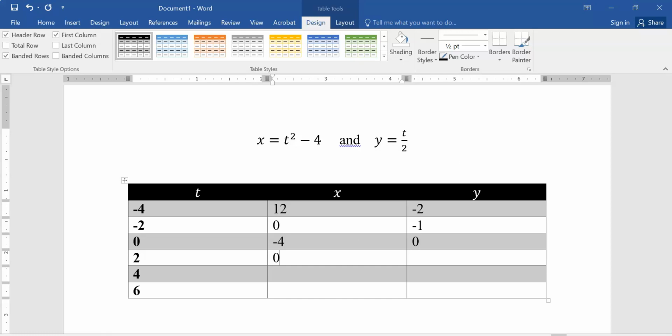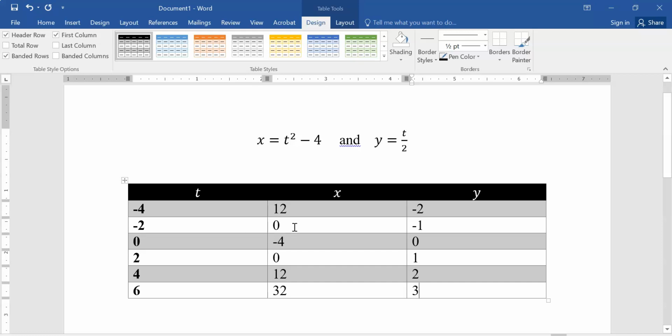Plug in 2, you get 0, +1. Plug in 4, you end up with 12, 2. Plug in 6, you end up with 32 as your x value, and 3 is your y value. Now, if you want more points, by all means, go ahead and plug in different values for t.